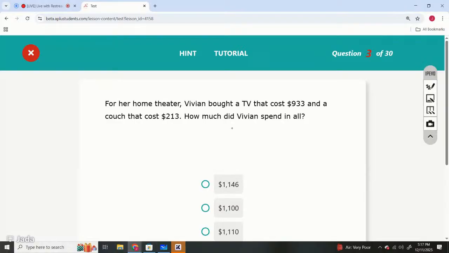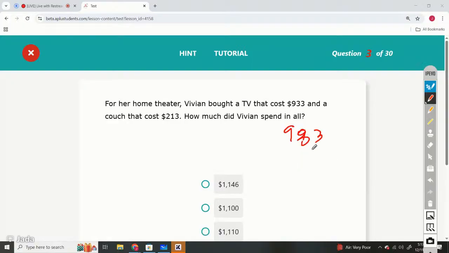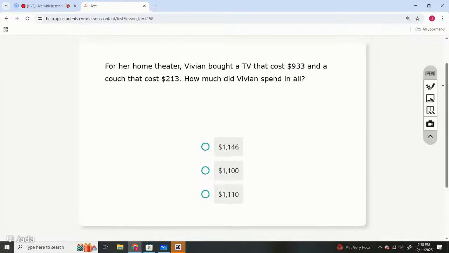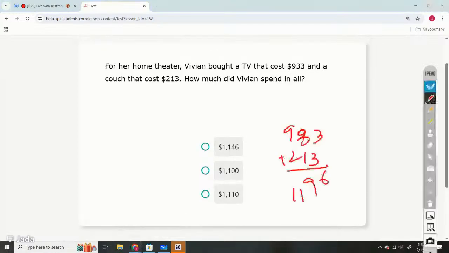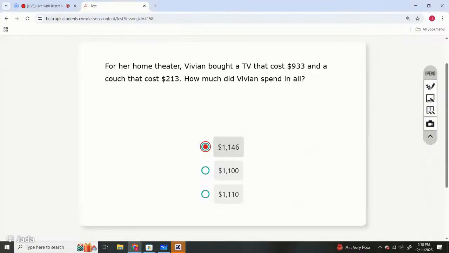For her home theater, Vivian bought a TV that cost $933 and a couch that cost $216. How much did Vivian spend in all? So we need to add. 3 plus 6 is 9, 3 plus 1 is 4, and 9 plus 2 is 11. So that is 1149. Option number 1 is the correct option.